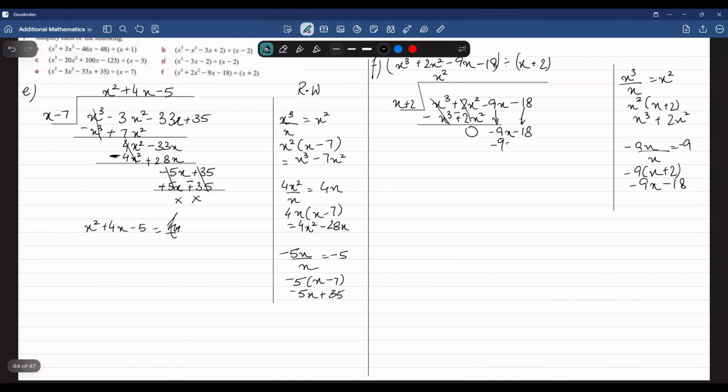And again, we copy this down here. So negative 9x minus 18. And we divide this. This becomes positive. This becomes positive. Subtract this. We get nothing in the remainder, which means that x cubed plus 2x squared minus 9x minus 18 is perfectly divisible by x plus 2. So basically, okay. I hope that clarifies that.